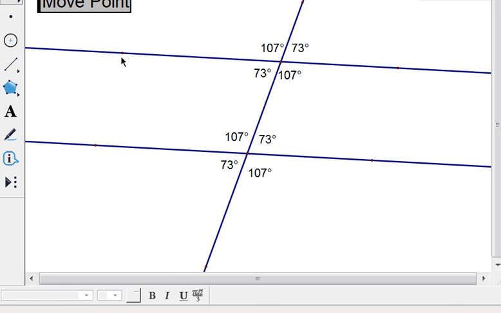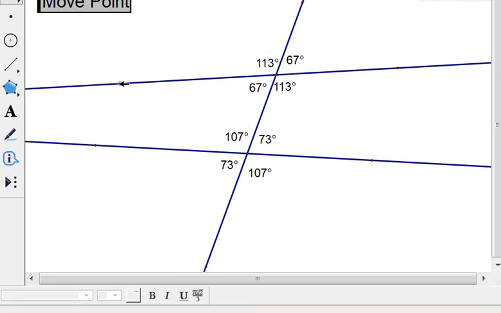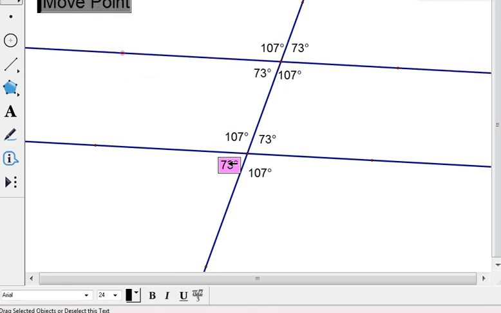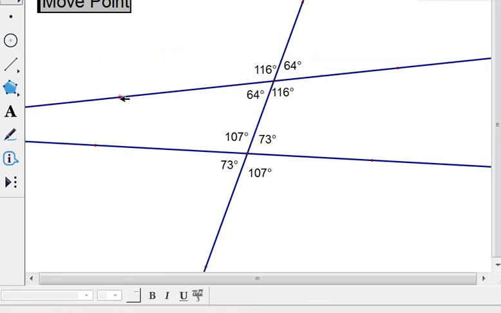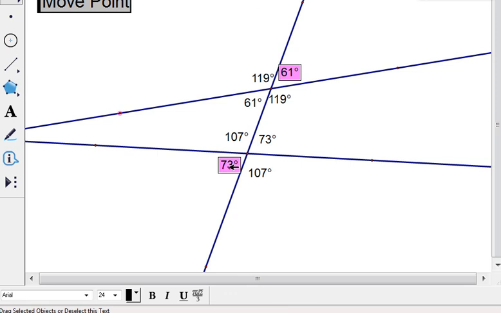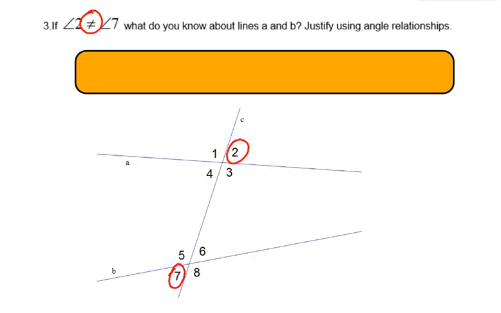So the conclusion is that the lines can't be parallel, because if they were, then these angles would match, but they don't. According to the information, those angles have to be different. So that tells us that these lines can't be parallel. Let's see it again.